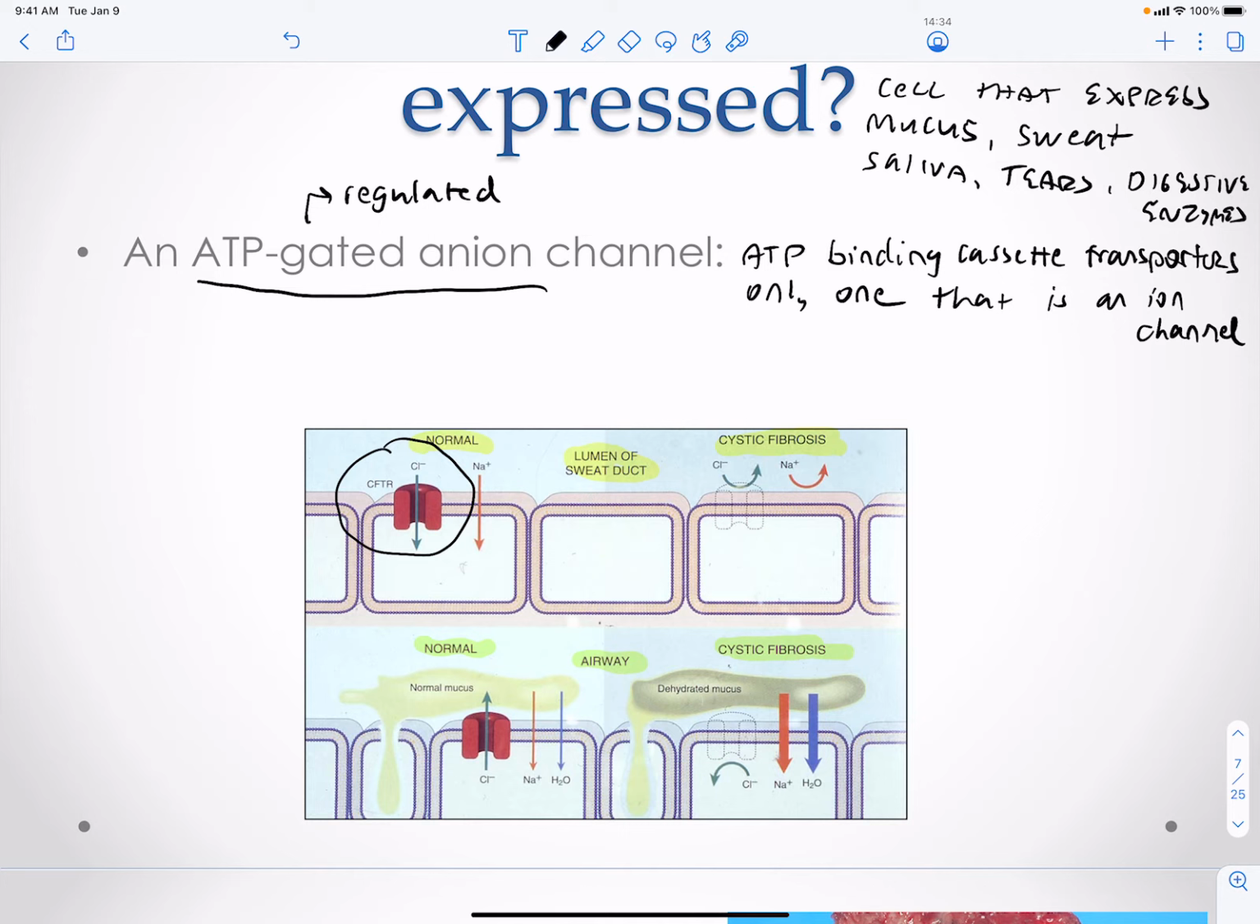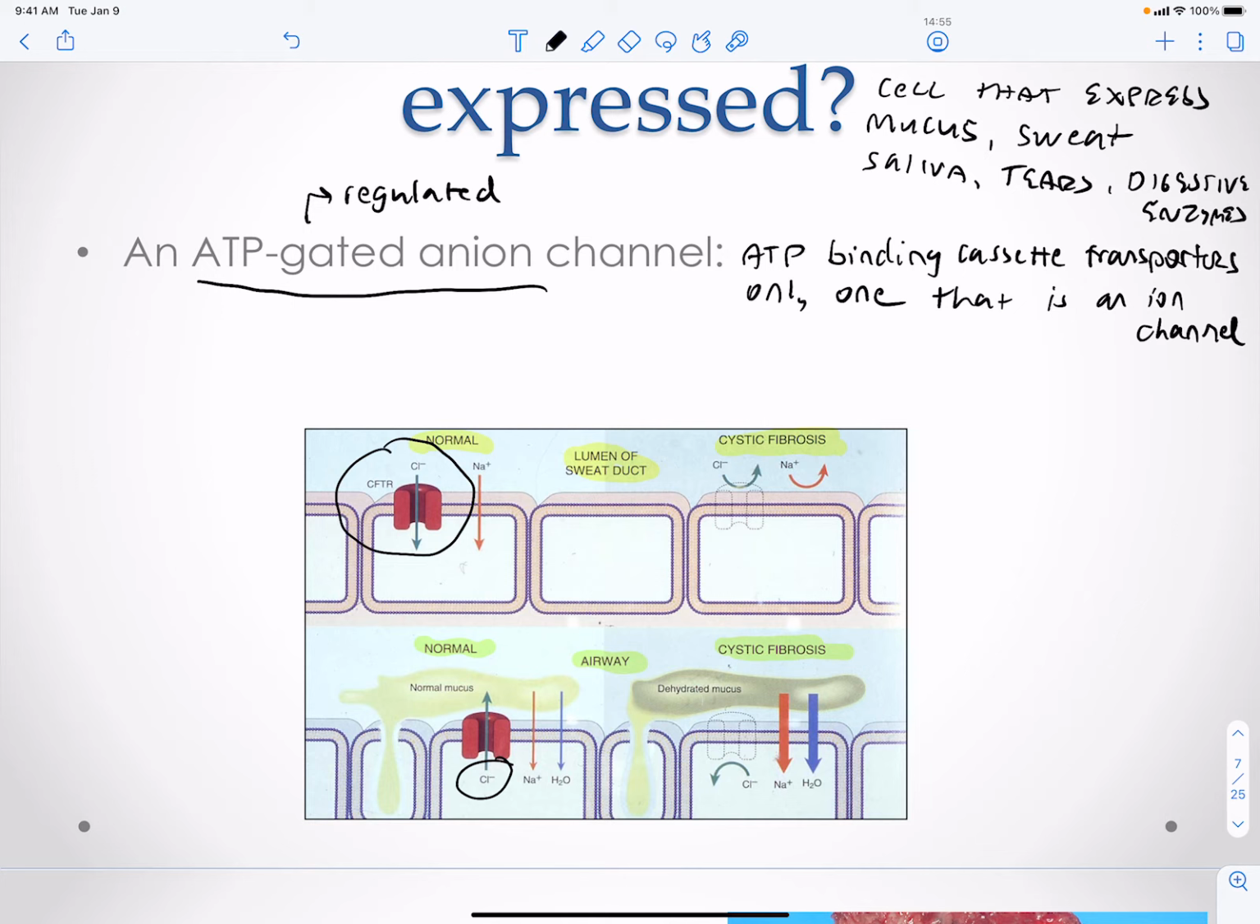Now in the normal lungs, you're going to release your chloride, and your chloride is going to be released into the lung tissue, and sodium is going to enter the cell, and water is also going to enter the cell. So water will follow sodium always. Now in the normal case, you're going to have normal mucus.